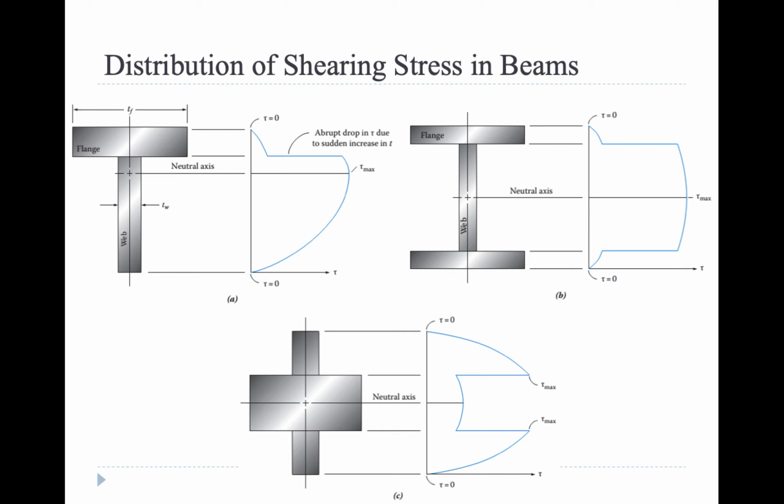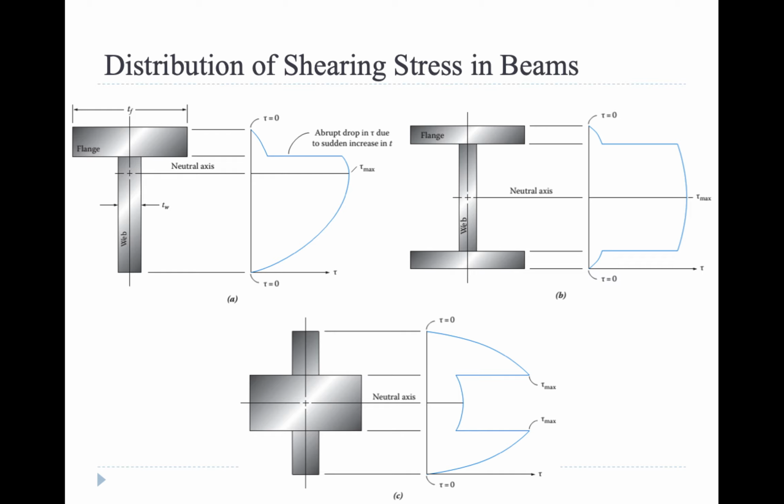And then over to the right, there's an I-shaped beam. Not much shear stress in the flange, and then it jumps up to the maximum in the web. And then at the bottom, there's a plus sign shape where it jumps up right at the intersection where the vertical meets the horizontal, and there's a maximum there.